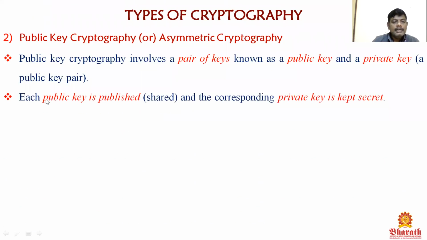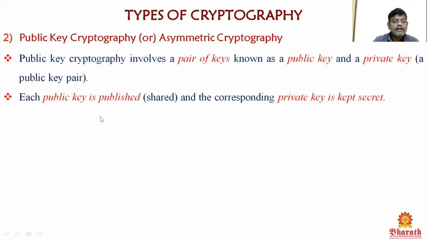Second point, each public key is published. In this scenario we have two keys, and the first key, the public key, is published. Whoever is involved in the network, not only the sender and receiver, whoever is enabled in the network, can read this public key.